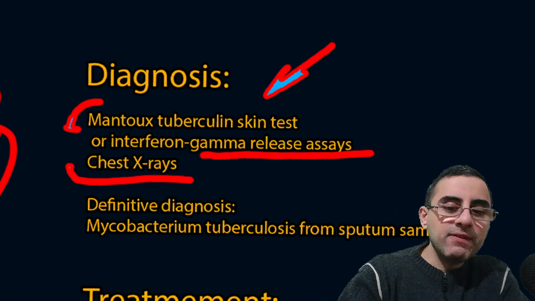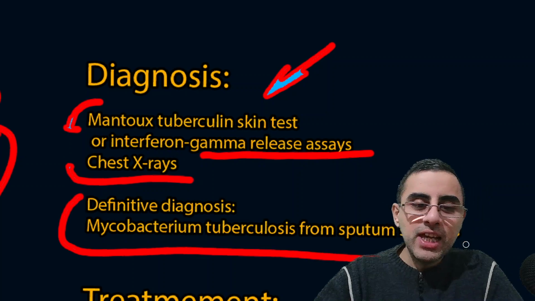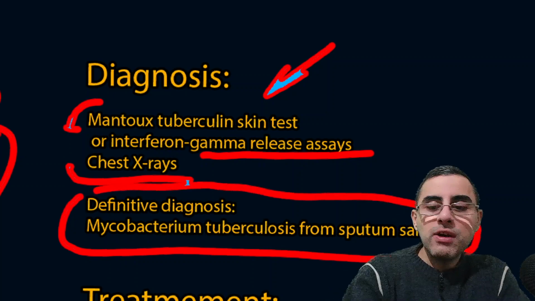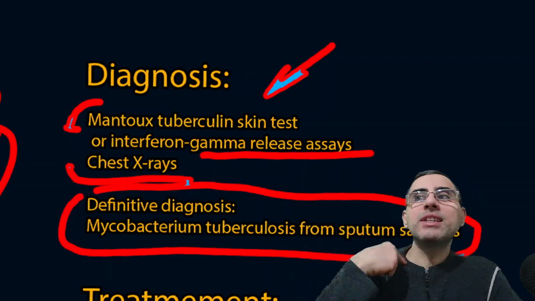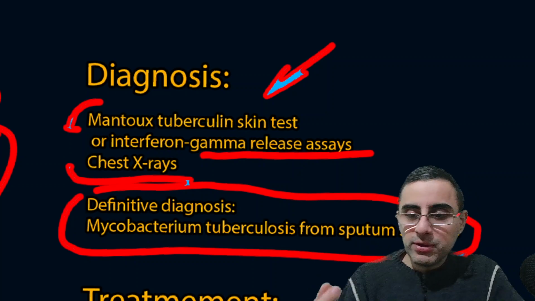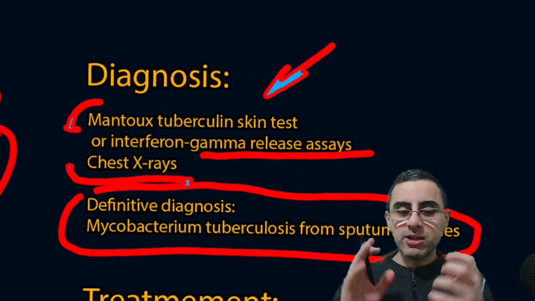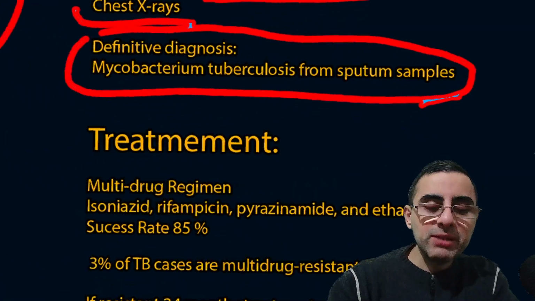What is the definitive diagnosis and gold standard of diagnosis? It's Mycobacterium tuberculosis culture from sputum samples. It means that we get a sample from our phlegm, from our sputum, and we see mycobacteria under the microscope. That's the definitive diagnosis. What is the treatment?